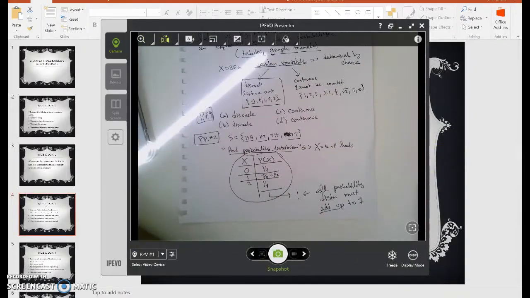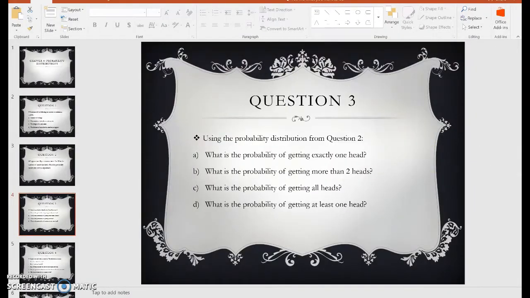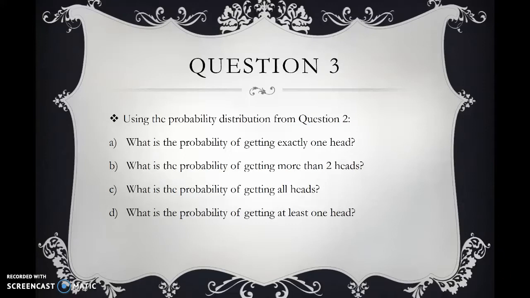Okay, so when I go to question number 3, it says, what is the probability of getting exactly 1 head? Okay, so look at your probability distribution, and what is the probability of getting exactly 1 head? Well, exactly 1 head is just 1/2, and that's the answer. And what I want you guys to do is write it like this, and I'll go ahead and show you guys how I want you to write it.